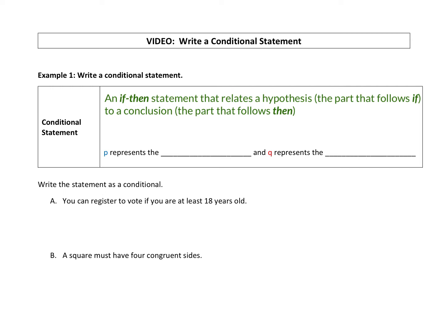We write this if-then statement with P's and Q's. So the P represents the hypothesis, and the Q represents the conclusion. A conditional statement, if P then Q, you will see symbolized as P with an arrow to Q. Anytime you see that, that's a conditional statement, if P then Q. So let's make sense of what this is talking about with some words.